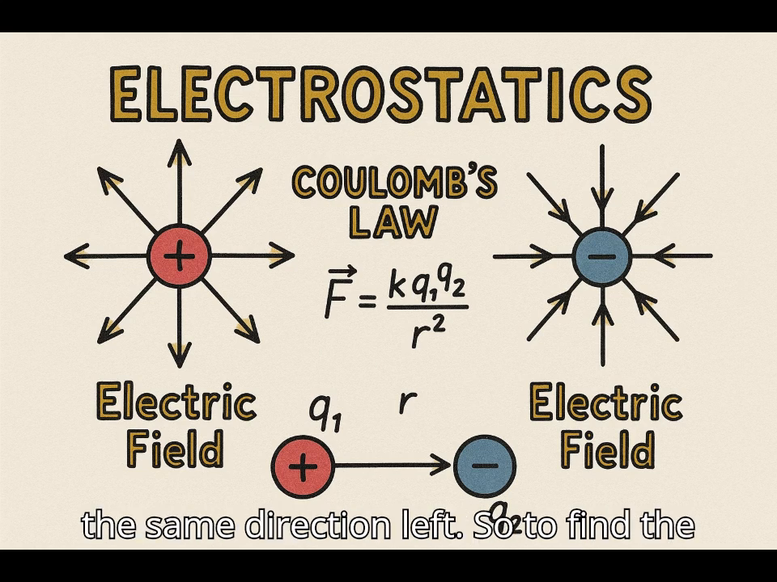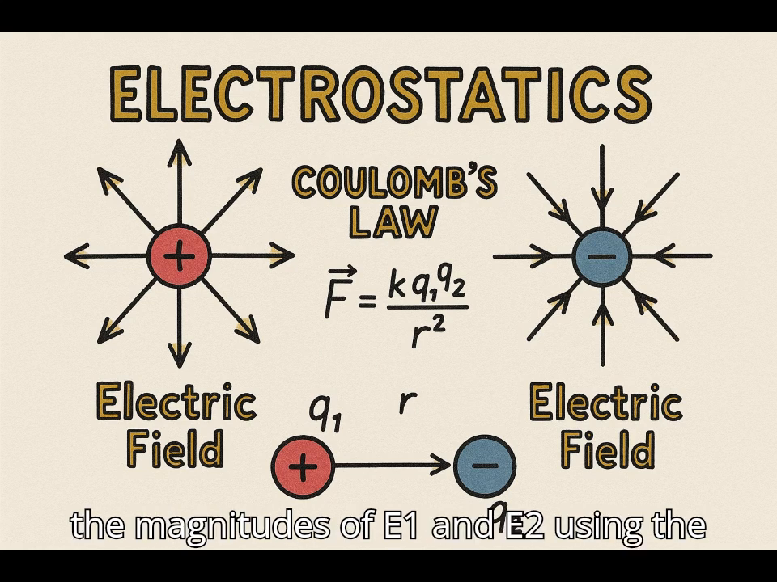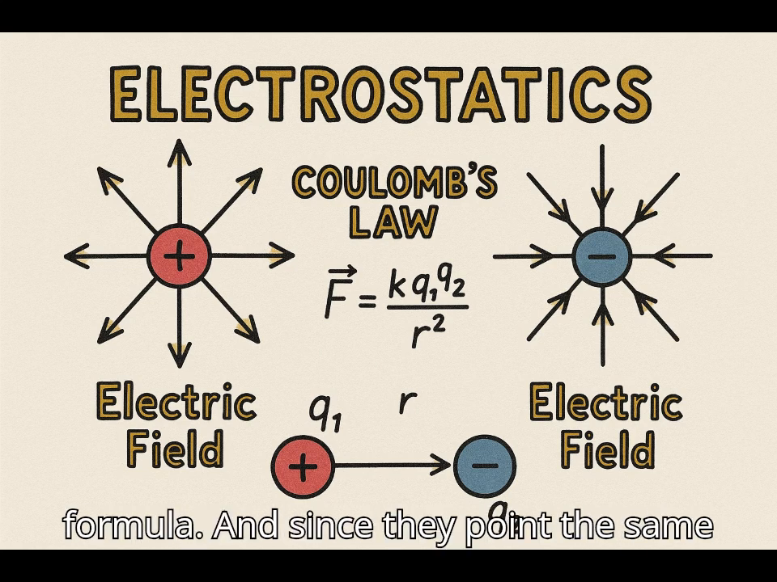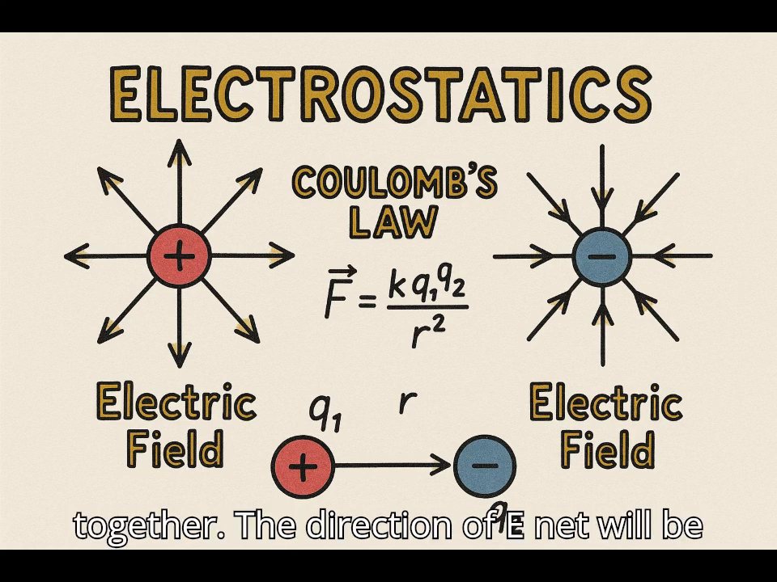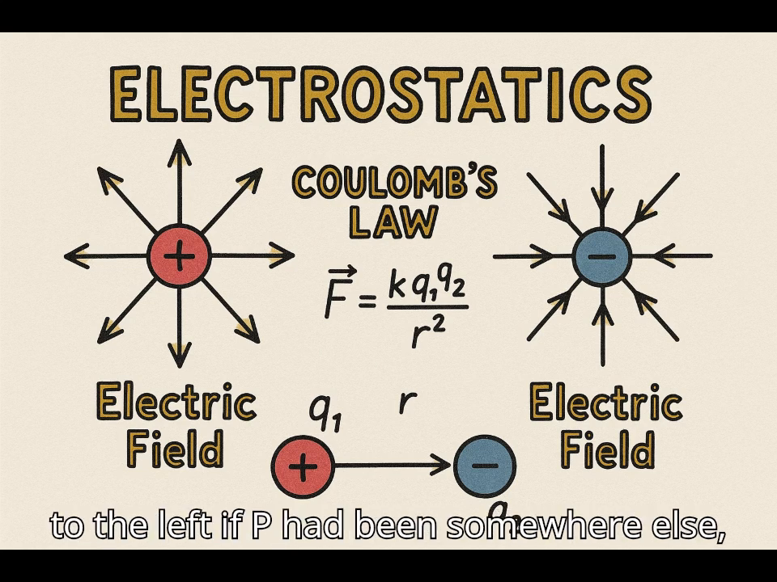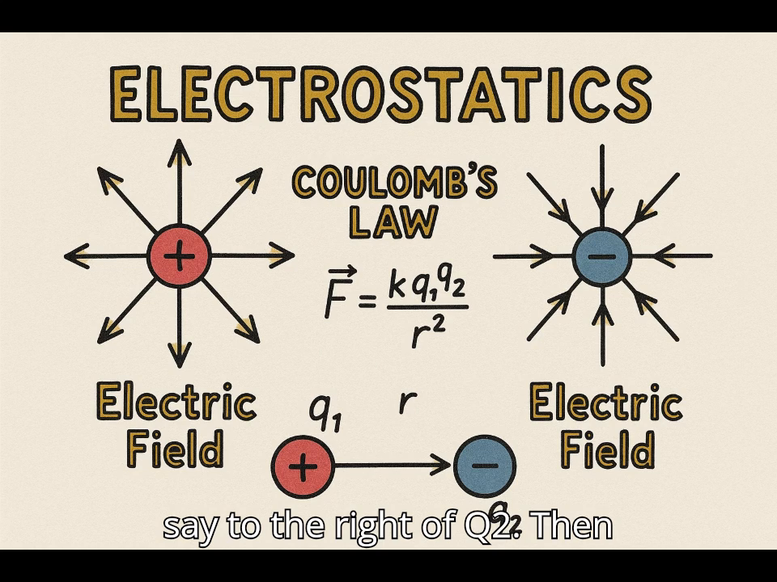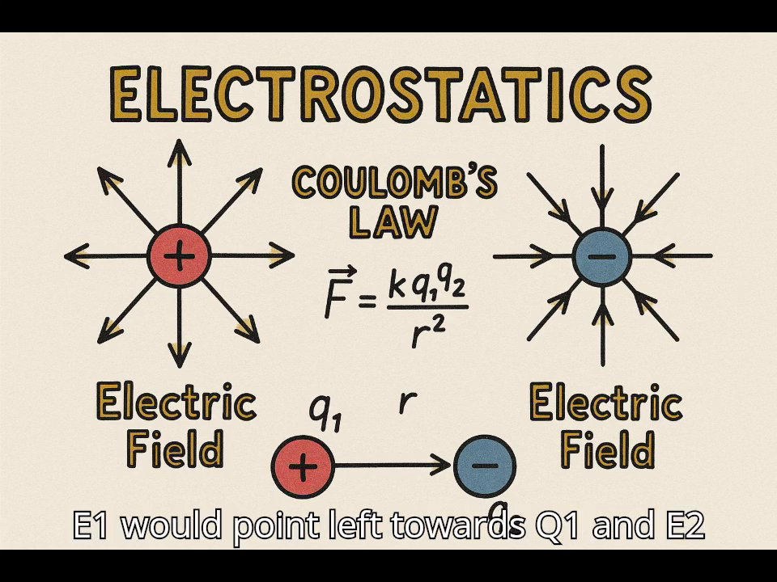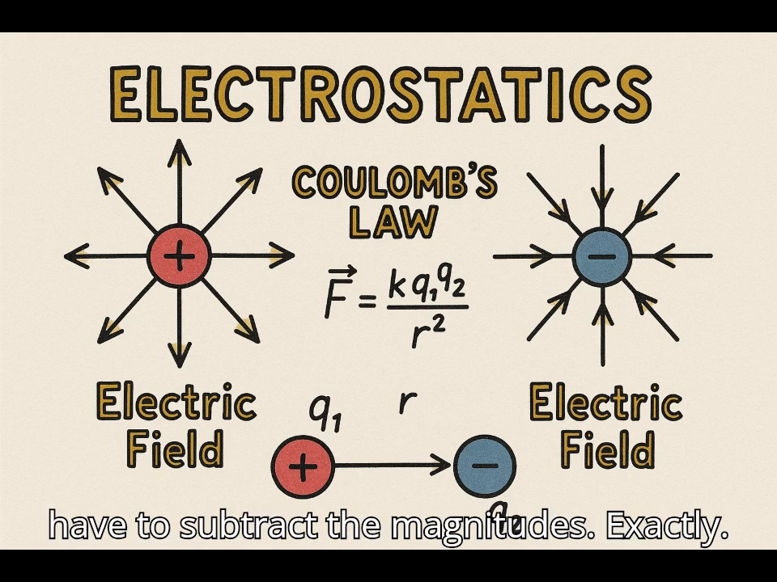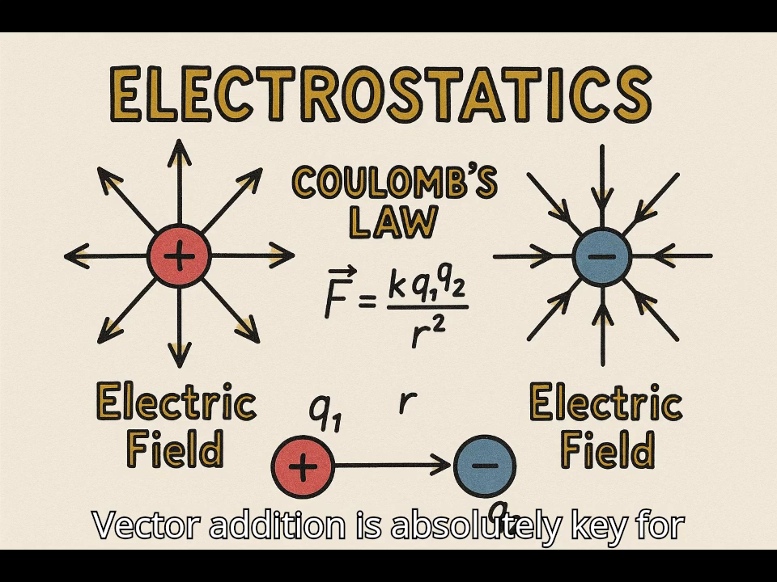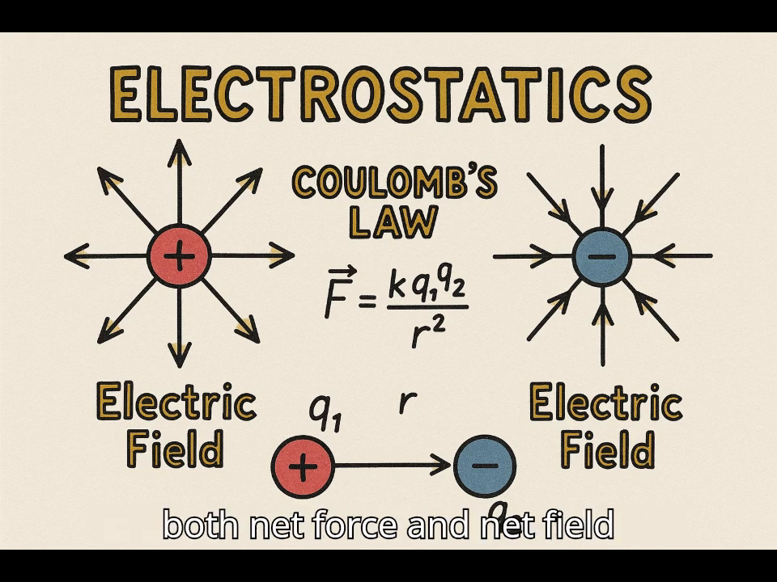Yep. So to find the net field E net at P, we just calculate the magnitudes of E1 and E2 using the formula. And since they point the same way, we simply add those magnitudes together. The direction of E net will be to the left. If P had been somewhere else, say, to the right of Q2, then E1 would point left towards Q1 and E2 would point right away from Q2, and we'd have to subtract the magnitudes. Exactly. Vector addition is absolutely key for both net force and net field calculations.